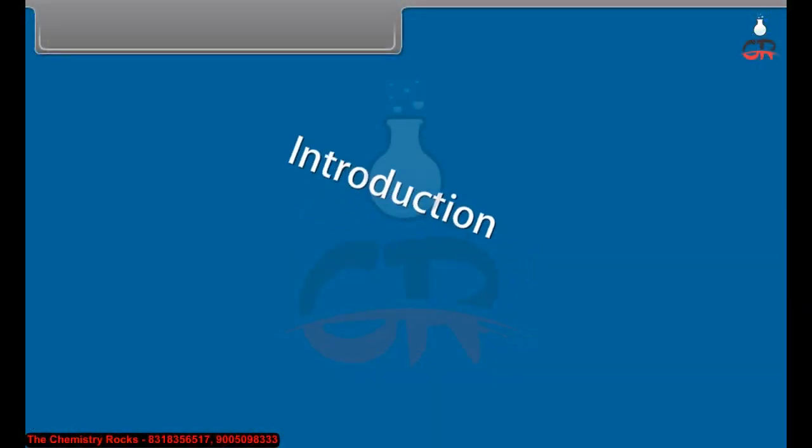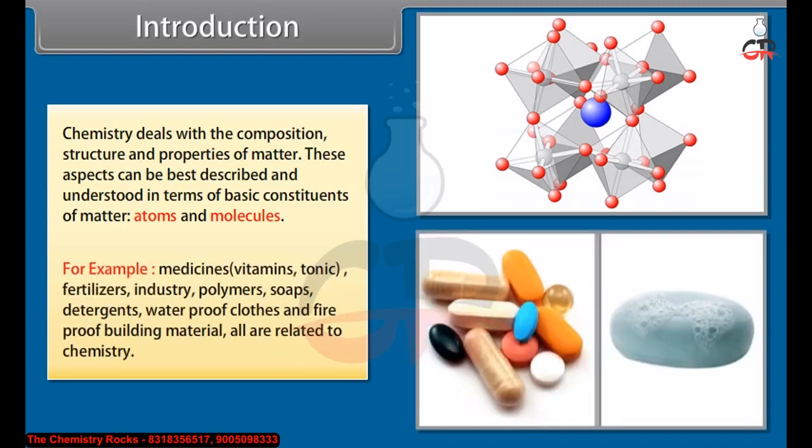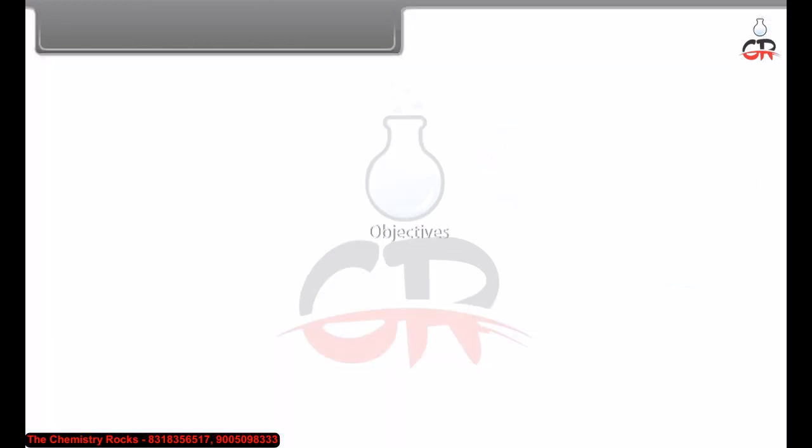Introduction. Chemistry deals with the composition, structure, and properties of matter. These aspects can be best described and understood in terms of basic constituents of matter, atoms, and molecules. For example, medicines, vitamins, tonic, fertilizers, industry, polymers, soaps, detergents, waterproof clothes, and fireproof building material all are related to chemistry.